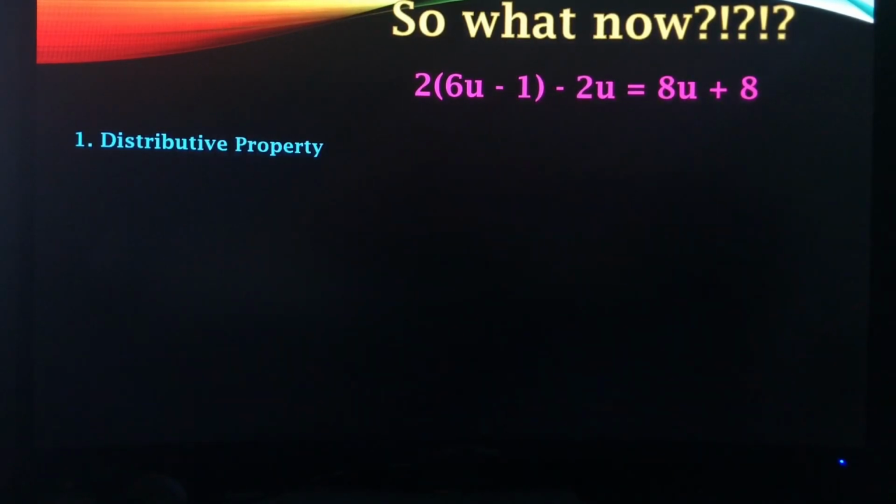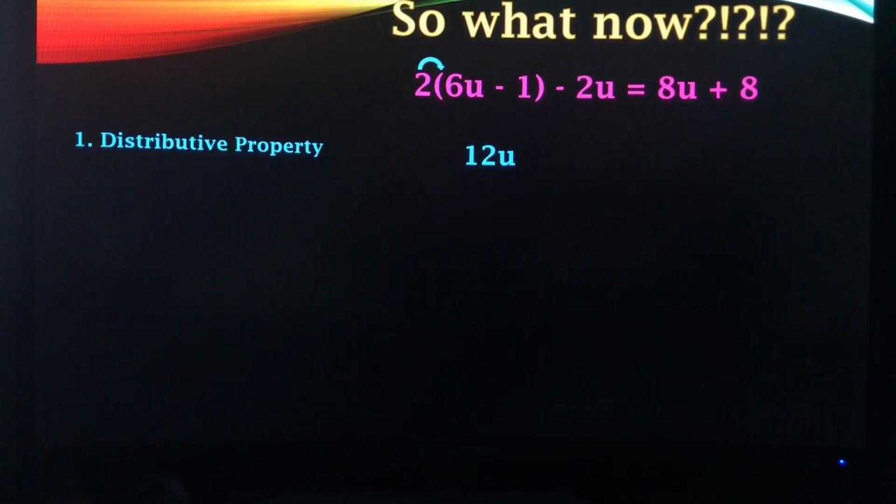Always, in solving an equation, distribute. Distribute. If you see parentheses, you need to get rid of them. So what does this look like? Well, I'm going to distribute the 2 to the 6 because it's right next to the parentheses. That is my distributive property. So 2 times 6 is 12. Since there was a u there, it is 12u.